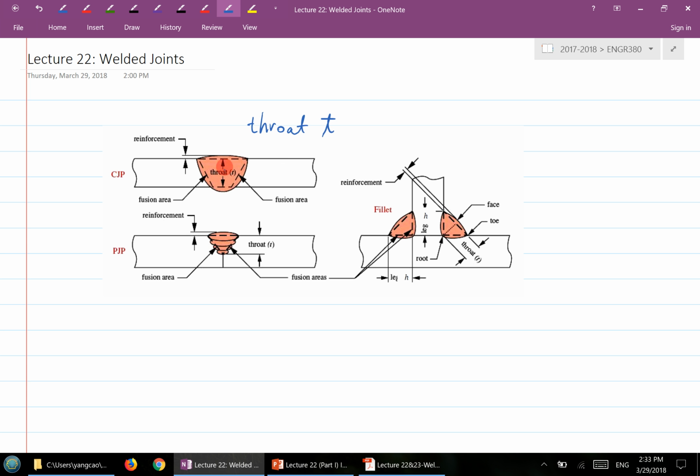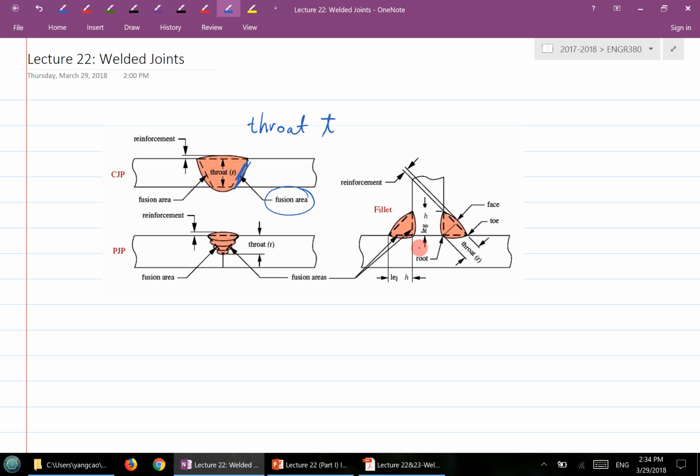You see the thickness of the original members here. But this is not the thickness of the weld. The weld has a little bit of so-called reinforcement, a bulge here. And adjacent to that, at the area between the member and the weld or the electrode, this is what we call the fusion area.